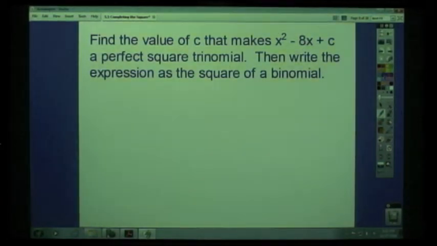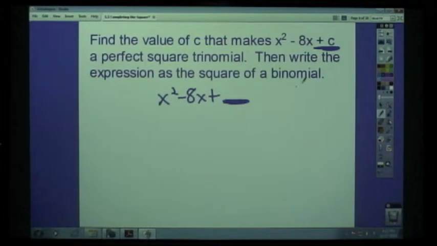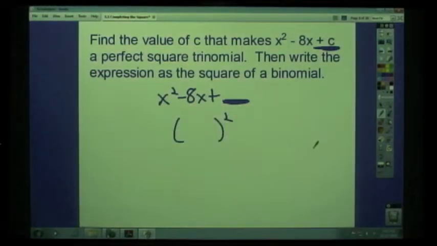In other words, what I want you to do is I want you to take x squared minus 8x, and I want you to find the c value that makes this be a perfect square trinomial, which can be rewritten into a binomial squared. So try it out. Pause the video.